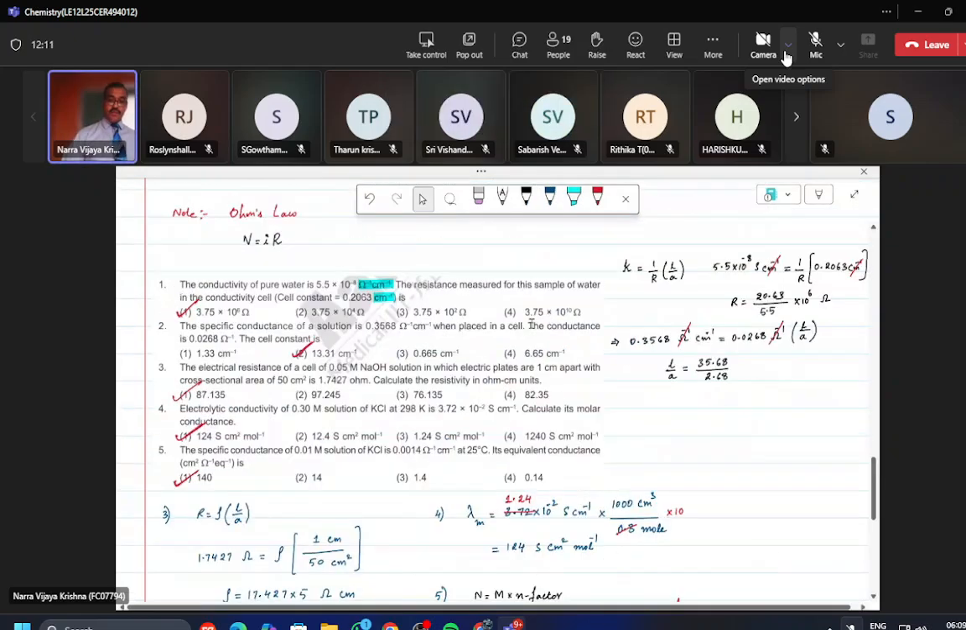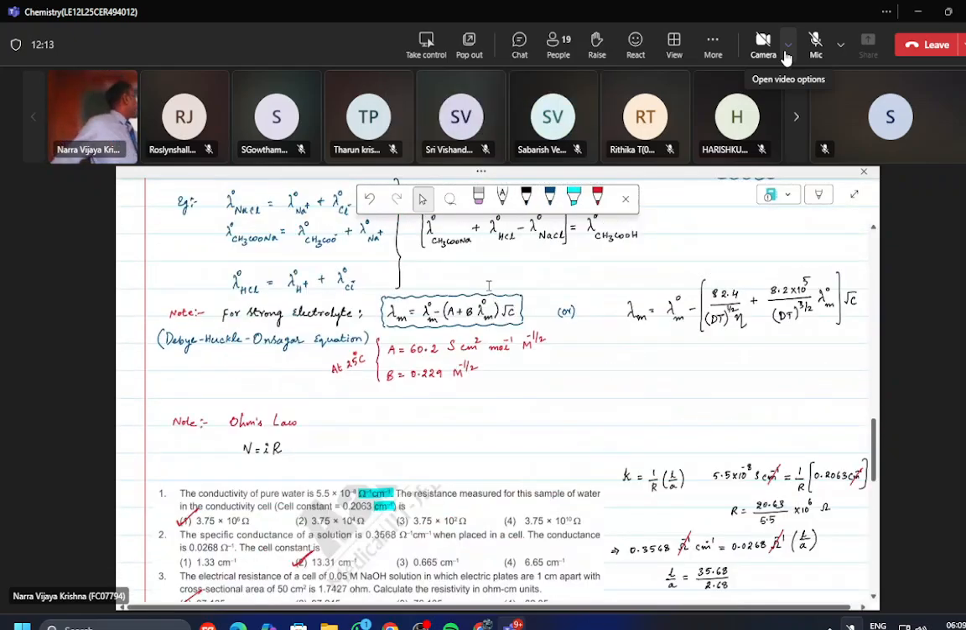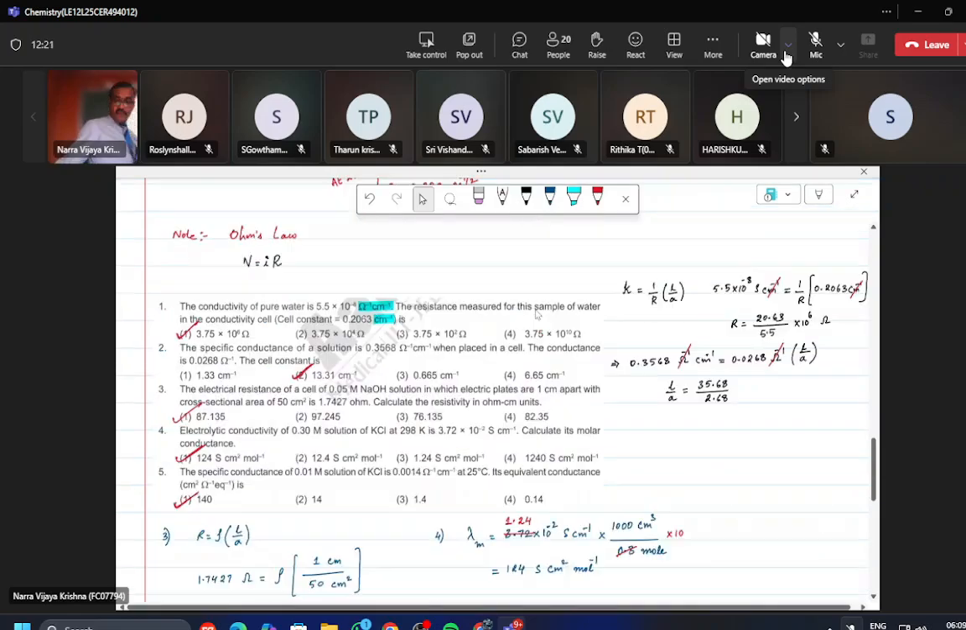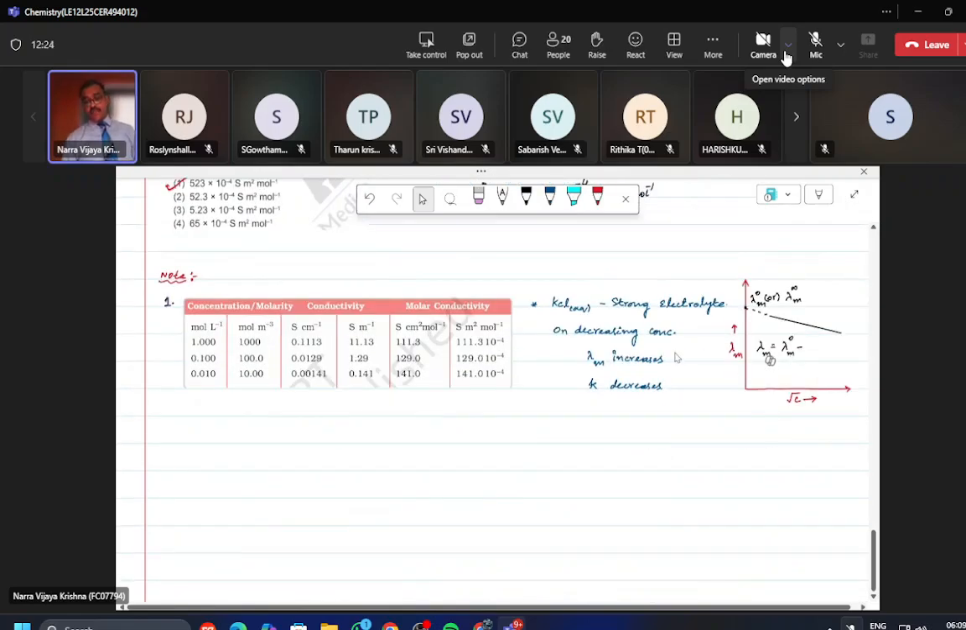Already we have seen. A plus B lambda m naught root c. Correct or not? Is it obeying or not? Already we have seen that equation in case of strong electrolytes. Correct? Now we are seeing another table.